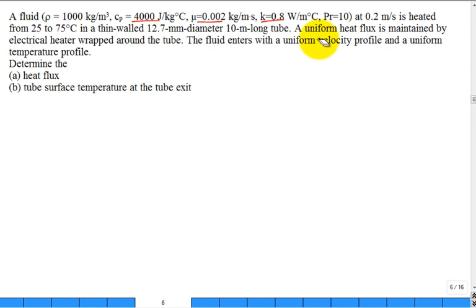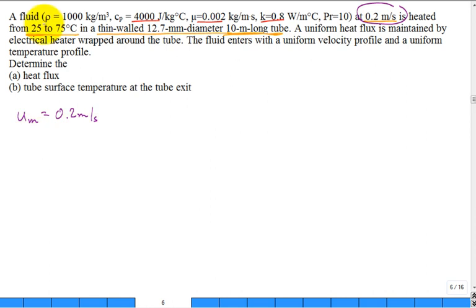Okay. It's at this 0.2 meters per second. It's flowing in a tube, and it goes from 25 C to 75 C. Thin wall. This is the diameter, 12.7 millimeter, and it's 10 meters long. That's how long the tube is. So a couple things. What is this 0.2 meters per second? What did they give us? The mean velocity, u_m. So if you want to just write down u_m is 0.2 meters per second.